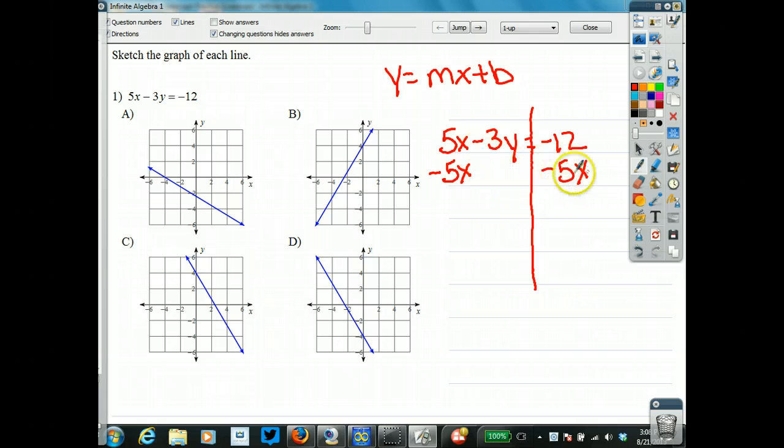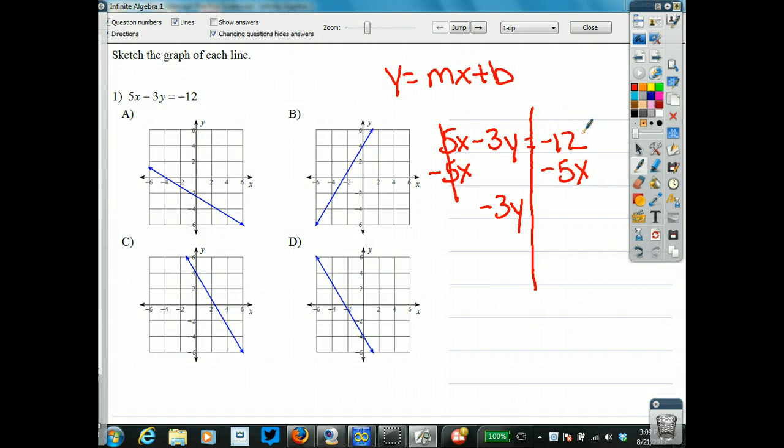Don't forget to actually write your x, because if you just put minus 5, it'd be very easy to just do negative 12 minus 5 and make a mistake from the start. So here, 5x minus 5x leaves me a negative 3y. I do bring the negative down. I don't want to forget that and just bring 3y, because that's going to change everything. And over here, negative 12 minus 5x. They're not the same term.